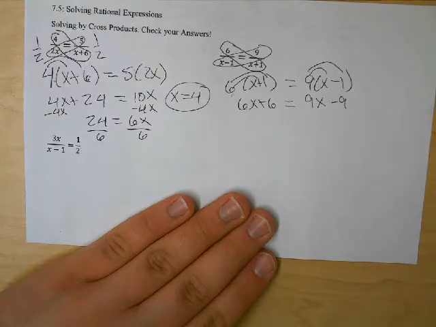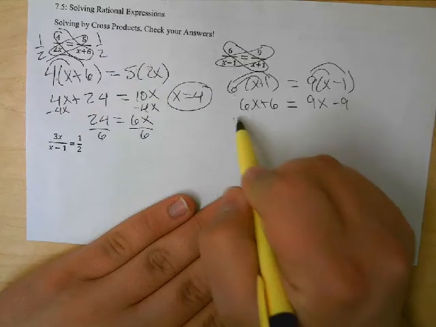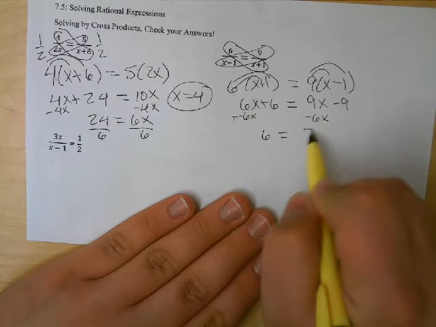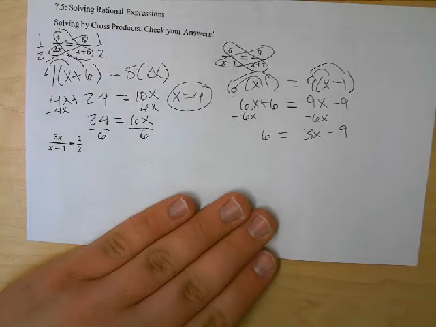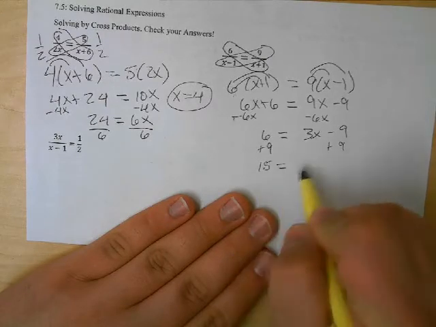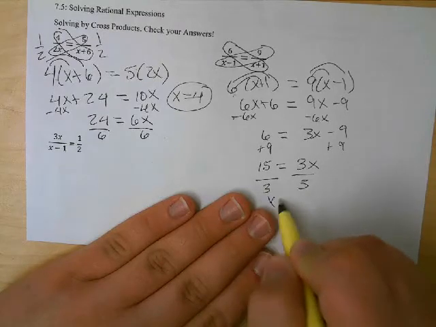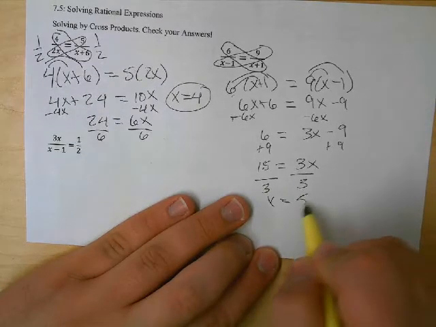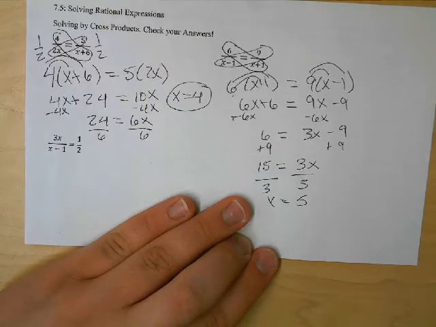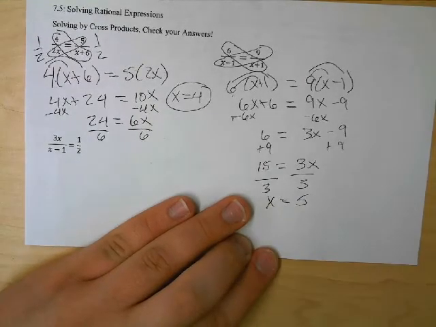Now what's my next step? Minus 6x. So that's 6 equals 3x minus 9. Add 9. That's 15 equals 3x. X equals 5. Yeah, I am proud. Good job. You're doing a good job. All right. Pretty easy, right?